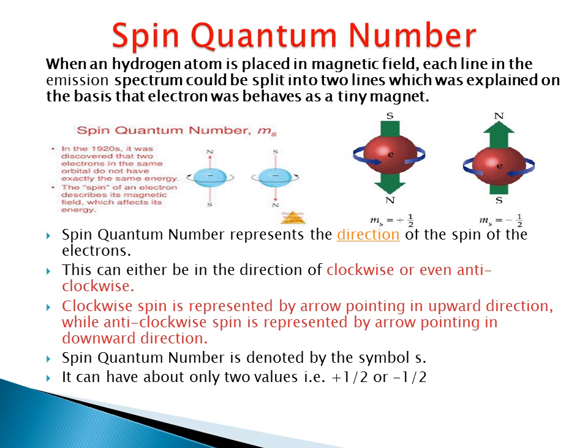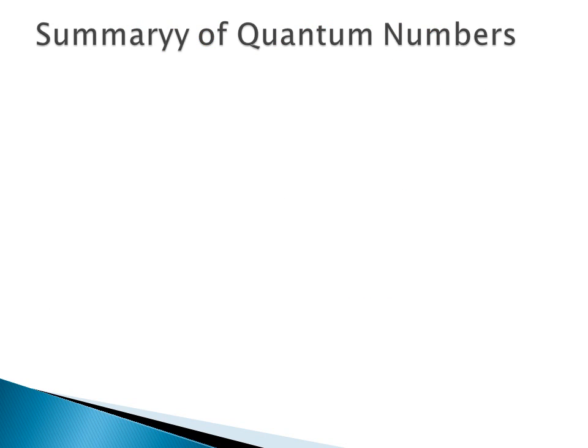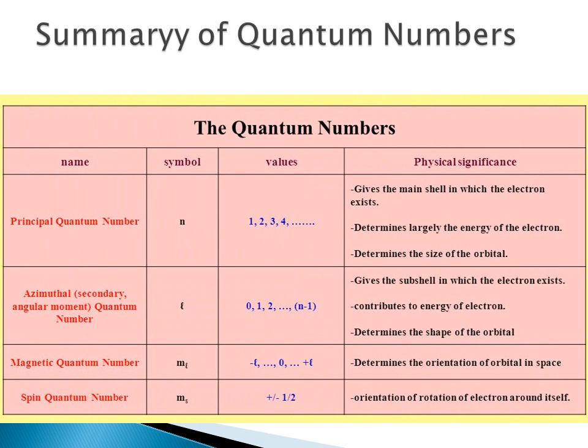It can have only two values: plus one half and minus one half. Now again we come to all the quantum numbers, that is, the summary of the quantum numbers. Here four columns are made for the summary. In the first column, the names of the quantum numbers are written. In the second, the symbols are given. In the third, their values are given. And in the fourth, which is the most important part, the physical significance is given.